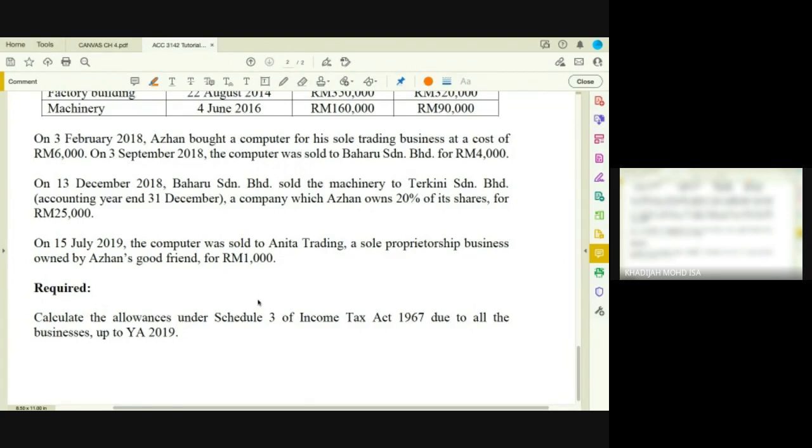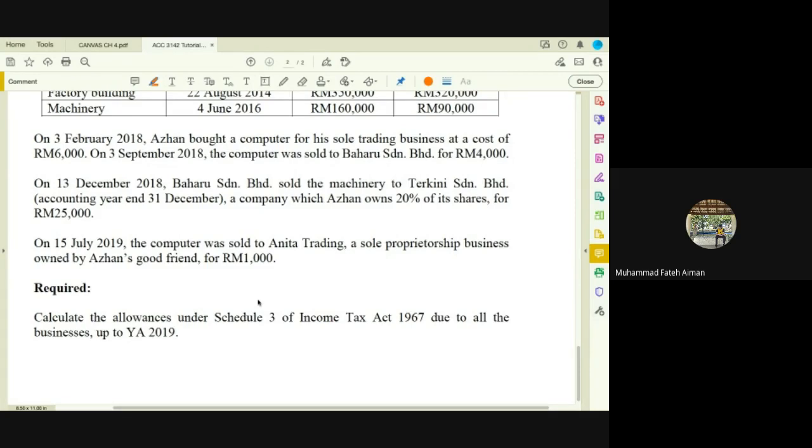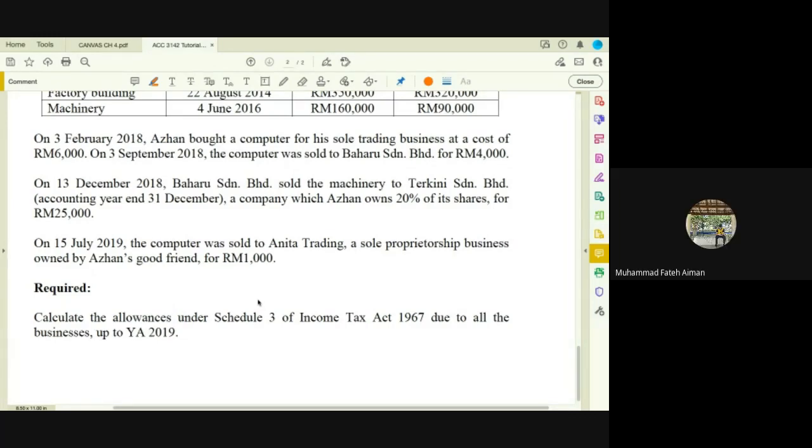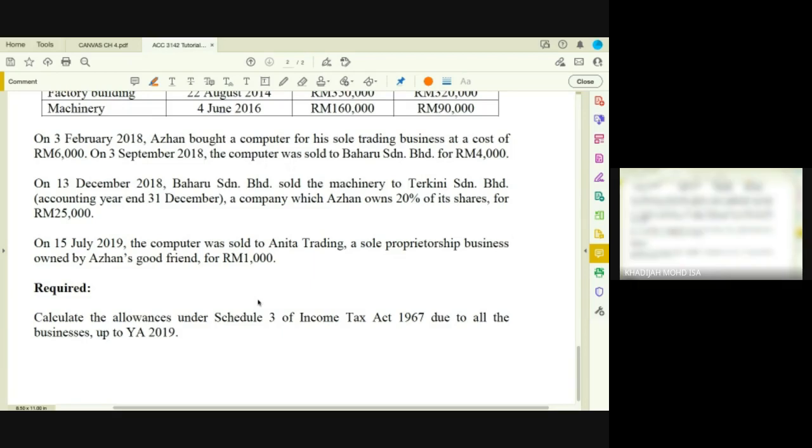What does the law say? More than 50%. So now there is 20%. Does it have influence or not? I think no, not influence. So now your answer is related or not? Not related. So when not related, what should you do?